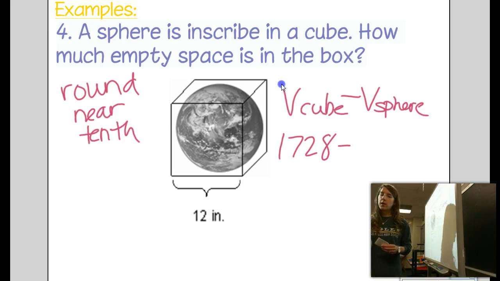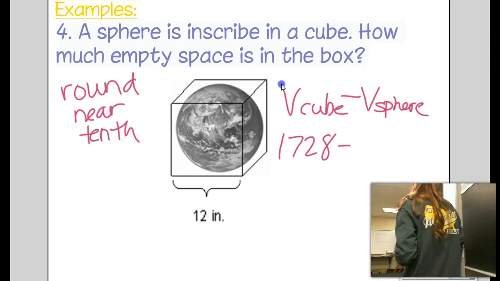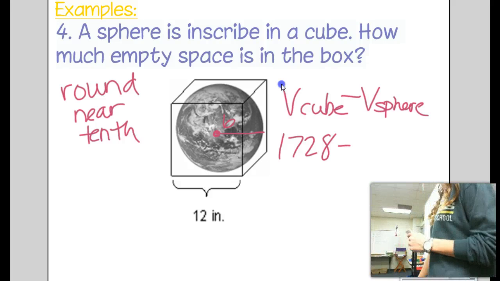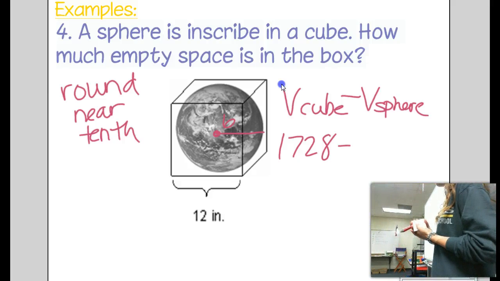Kendall, what do you get when you do 4/3 pi 6 cubed? Where did I get 6 from, guys? Radius. The diameter's 12, so the radius is 6.